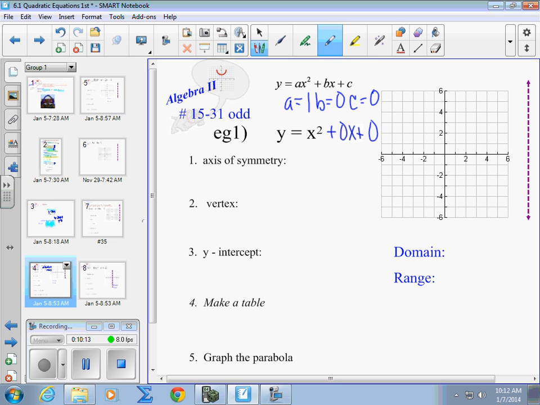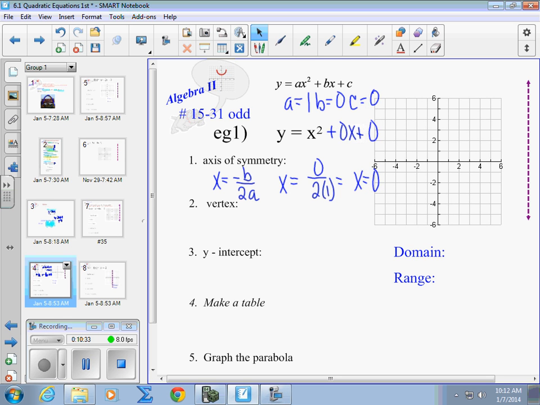The axis of symmetry equation is x equal to negative b over 2a. So in this case, we have x equals 0 over 2 times 1. So we get x is equal to 0. X is equal to some number is a vertical line, so it is a vertical line on the y-axis.